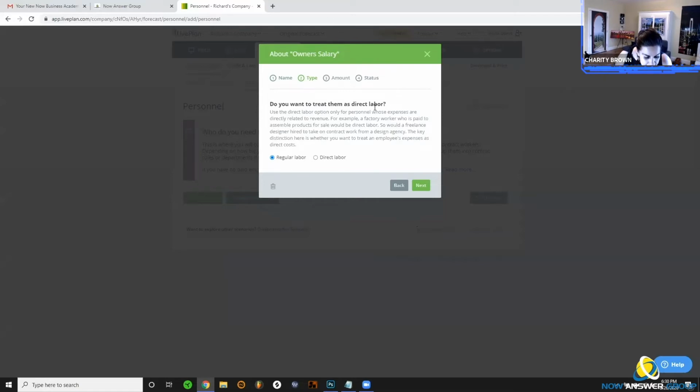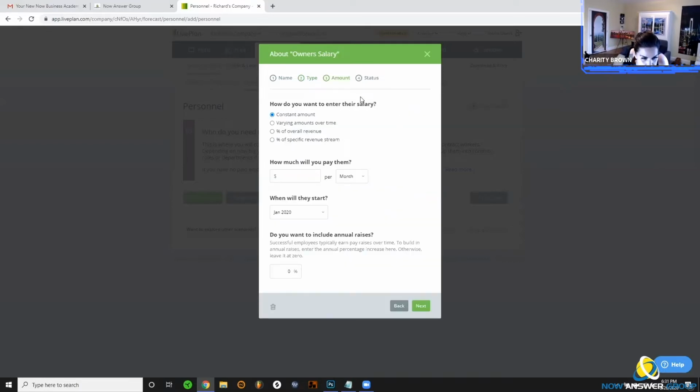You want to treat them as direct labor or regular labor. So yeah, direct, because if they're not working, you won't make money because it's the owner. But for some people it could be just regular labor. In production companies and warehouses, you always want to have direct labor because it's associated with building the car. If you didn't have your labor people, then you wouldn't have a product. Yeah, we'll say direct labor.